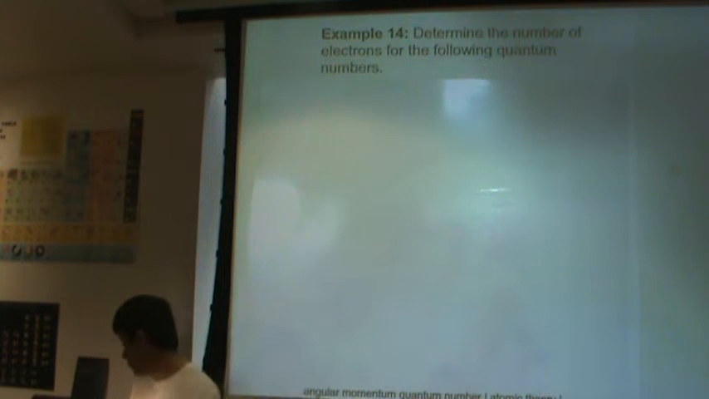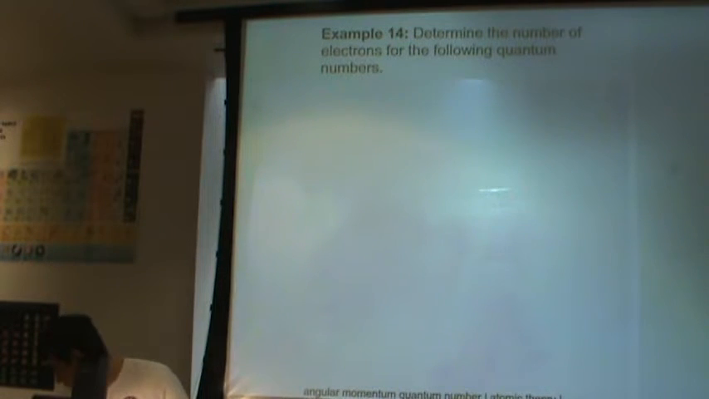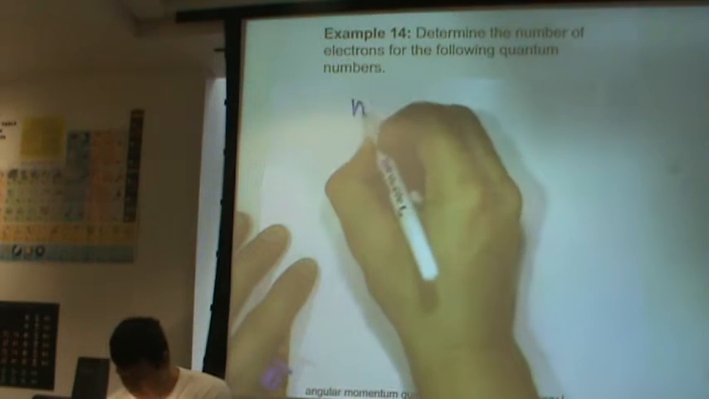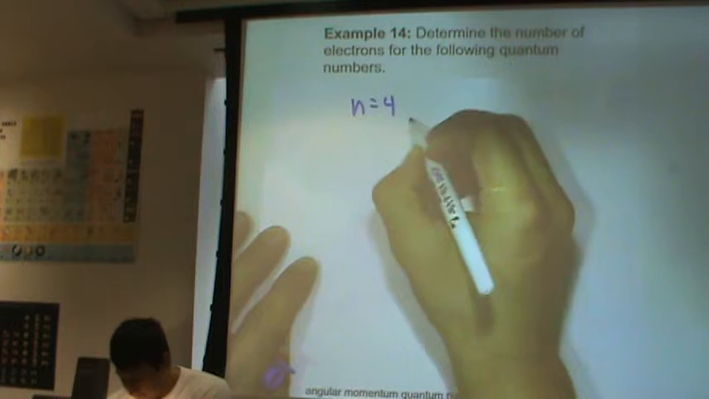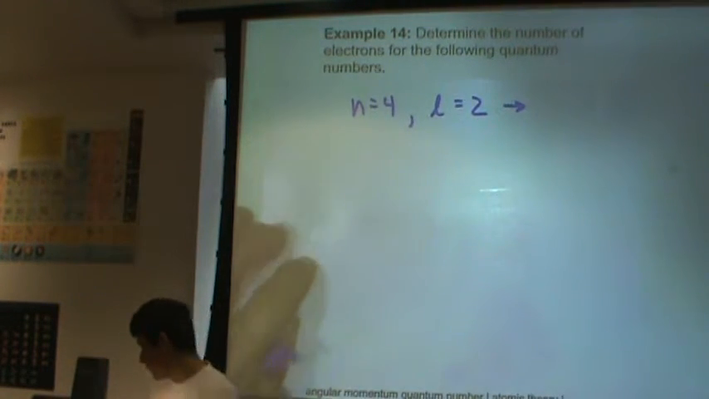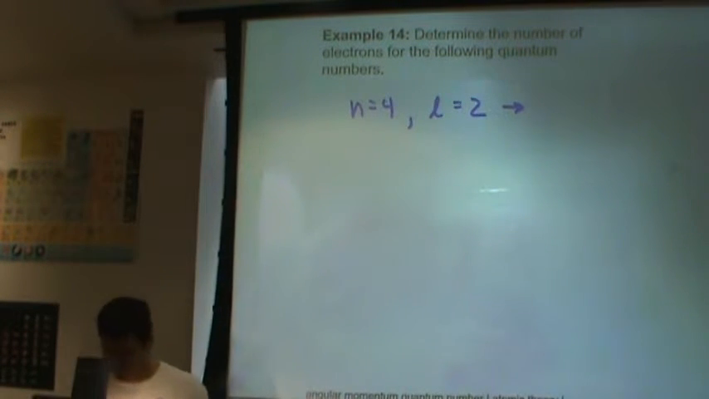47. Determine the number of electrons for the following quantum numbers. Let's do n equals 4 and L equals 2. How many electrons can exist for the principal quantum number equals 4 and the angular number equals 2?